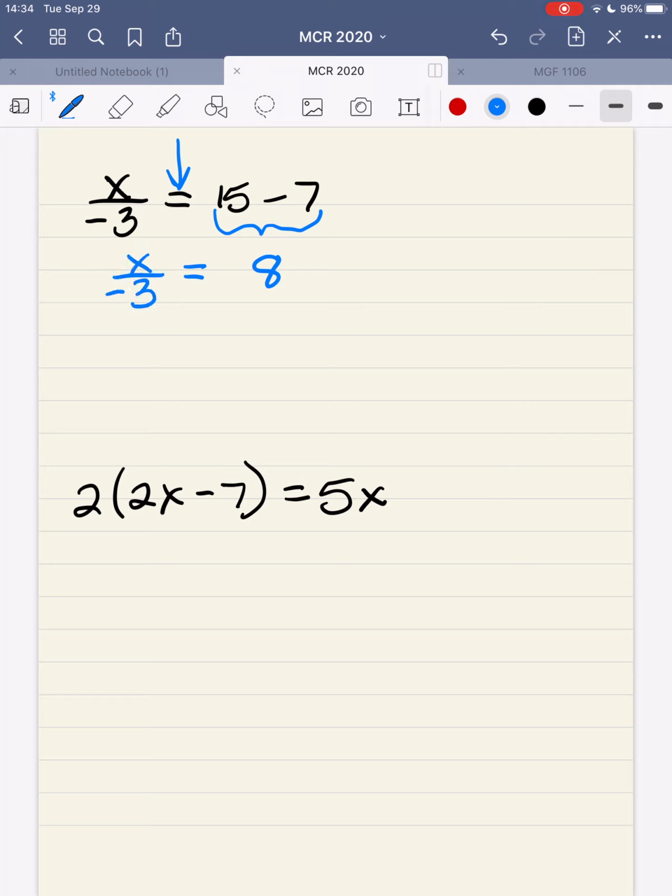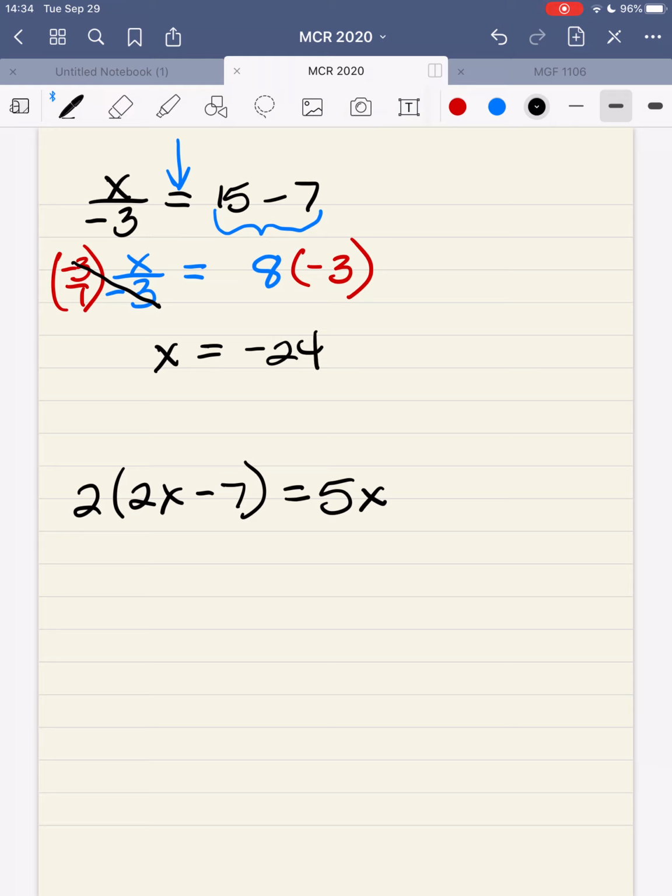Now x and negative 3, there's division going on. In order to undo division, I have to go ahead and multiply. And because it's a fraction, I like to make my multiplication a fraction. You don't have to. And on the other side, obviously it's a whole number. I don't need to write negative 3 over 1. I can just write negative 3. These are going to cancel out. I'm left with x over 1, which is just x. And 8 times negative 3, which is negative 24.